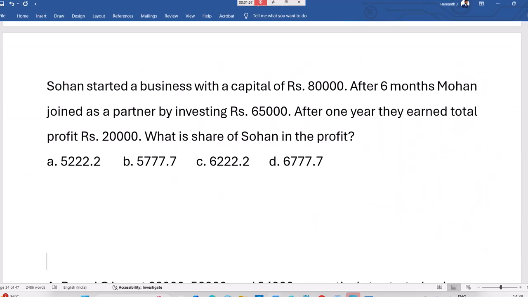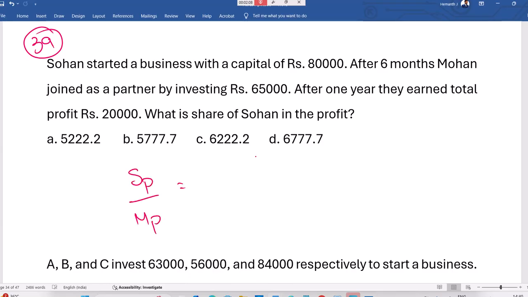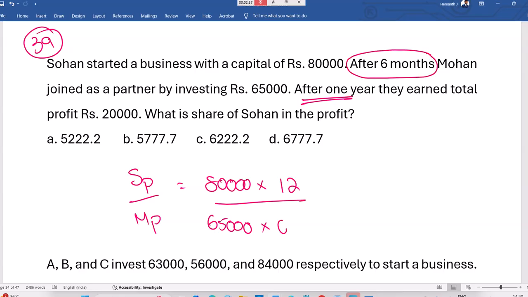Here you need to calculate the profit for Sohan. Profit share ratio, how to decide, sir? Sohan's profit and Mohan's profit will be decided by investment and time. What is Sohan's investment? 80,000. For how much time? 12 months. Sohan started the business, he is there for 12 months. But Mohan's investment is 65,000. How much time is he available? He joined after 6 months, so he is available only for 6 months.